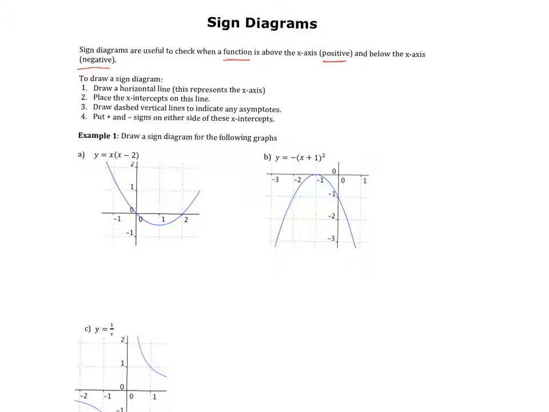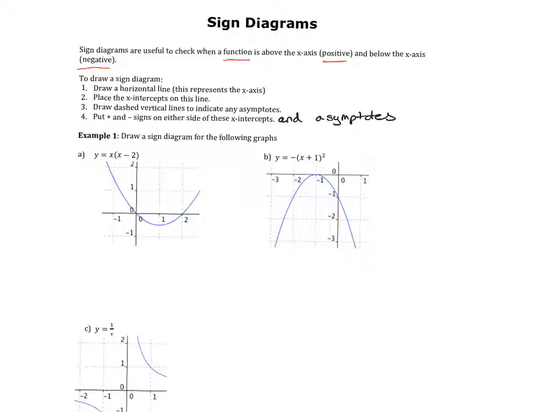So to draw a sign diagram, draw a horizontal line. This represents the x-axis. Place the x-intercepts on the line. Draw dashed vertical lines to indicate any asymptotes, and put plus and minus signs on either side of these x-intercepts and asymptotes.